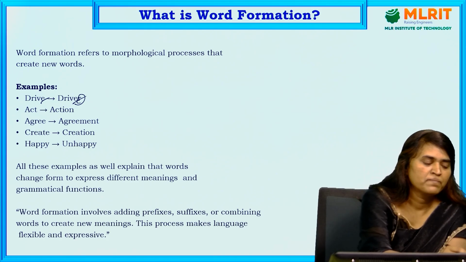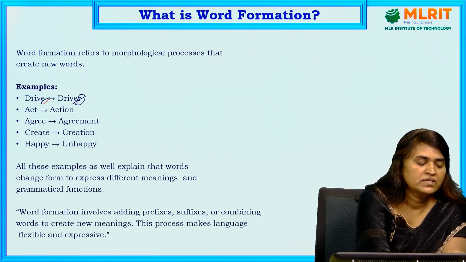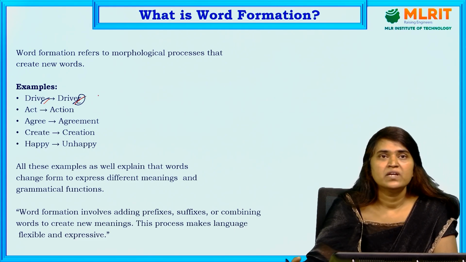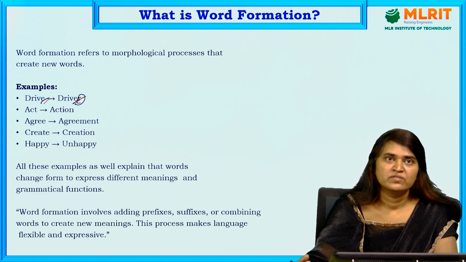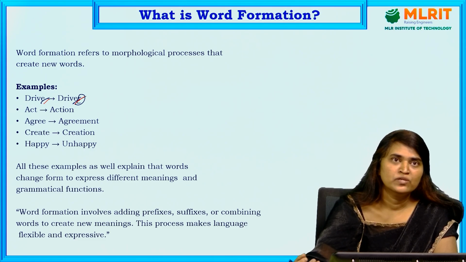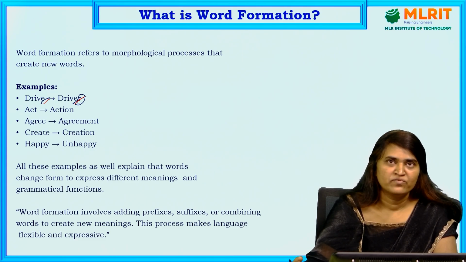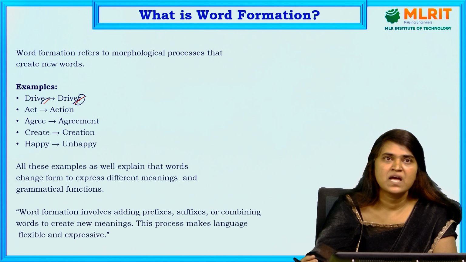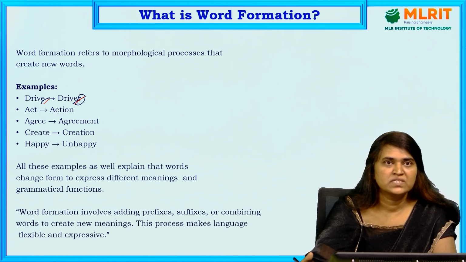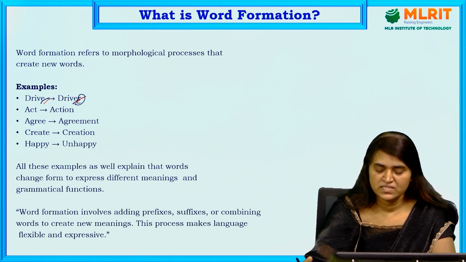For example, here we have drive. Drive is a verb and driver is a noun. When we add the suffix er to drive, we get a new word. So it is a type of word formation. Here the form of the word also changes because the verb changes into a noun. So this is about what word formation is. All these examples explain that words change form to express different meanings and grammatical functions.